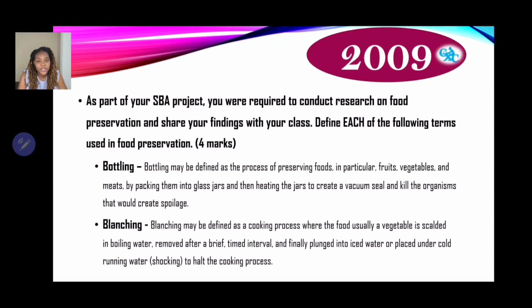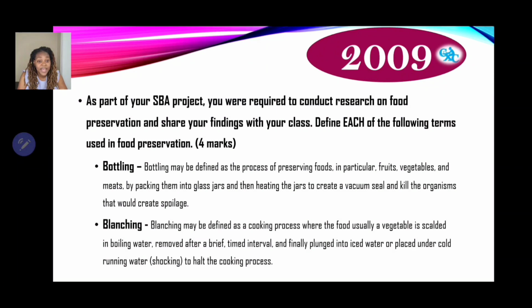Skipping on over to 2009, as part of your SBA project, you are required to conduct research on food preservation and share your findings with your class. Define each of the following terms used in food preservation. So there is bottling and also blanching. Now let us look at what these definitions are.